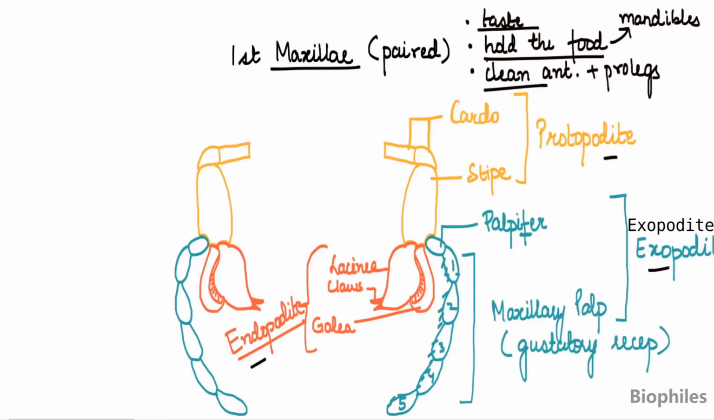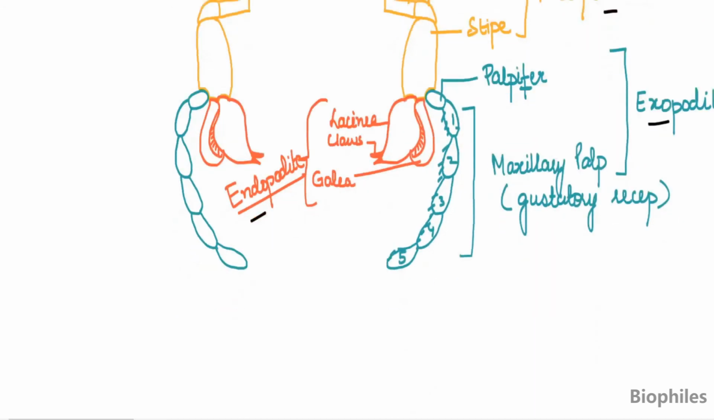After the first maxillae, let us talk about the last mouthparts that are present on the cockroach. And the last mouthpart is the labium. And the labium is also called the lower lip. Now, just as the maxillae had a complex structure, so does the labium. There will be protopodite, endopodite, and exopodite. But the protopodite and labium are fused together. Hence, we say that the labium is partially paired.